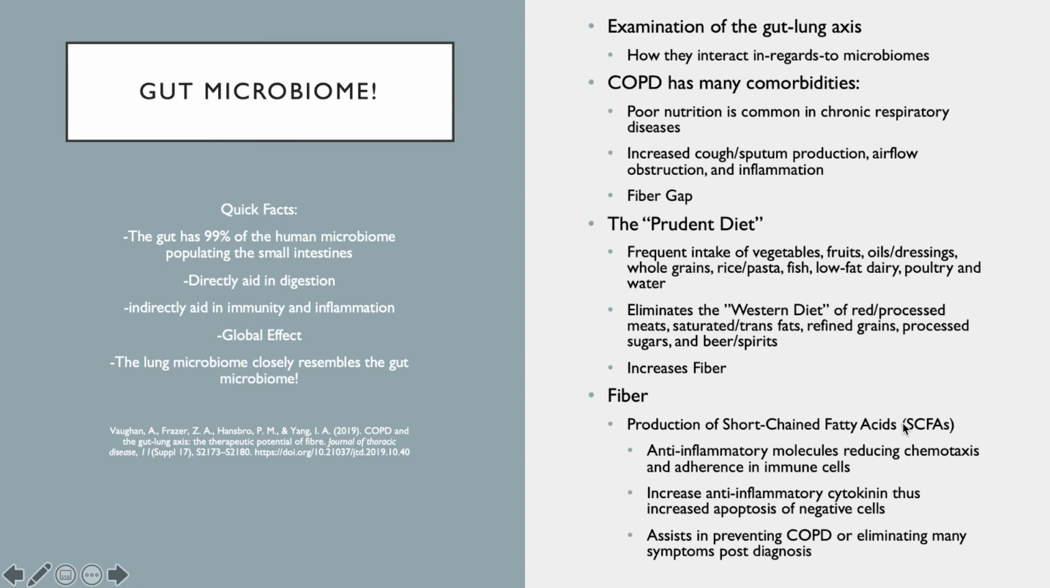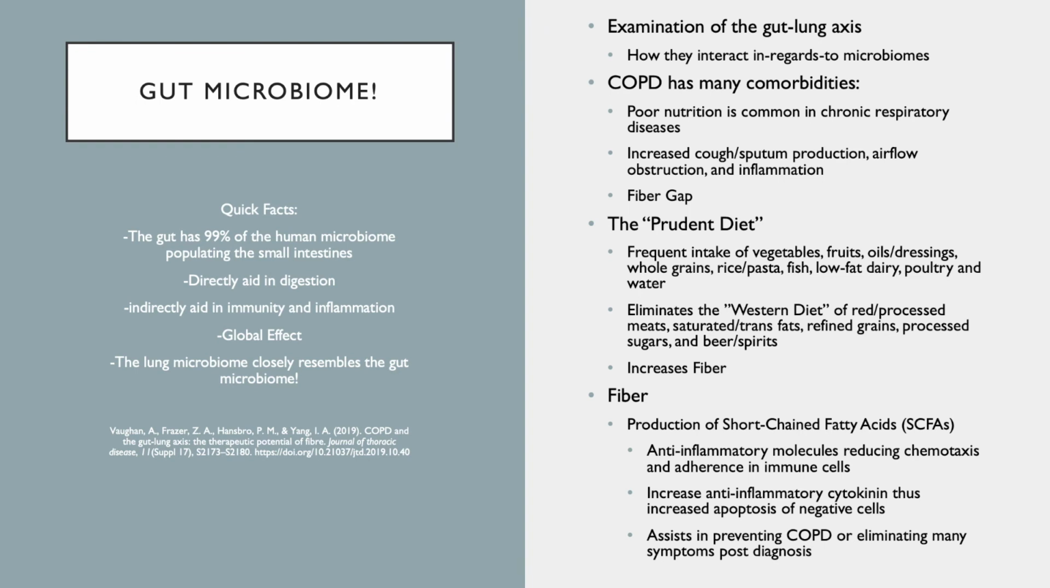And this one's for you, Brian. This is our gut microbiome. Some quick facts under here. The gut has 99% of the human microbiome populating the small intestines, which directly aid in digestion and indirectly aid in immunity and inflammation. I want to highlight inflammation here because, again, COPD is really important in inflammation. That's the main cause of it.